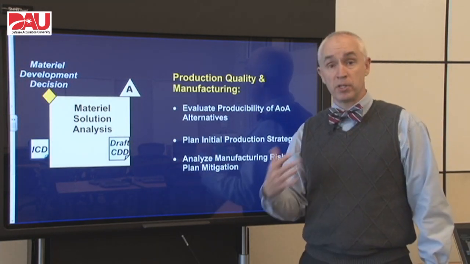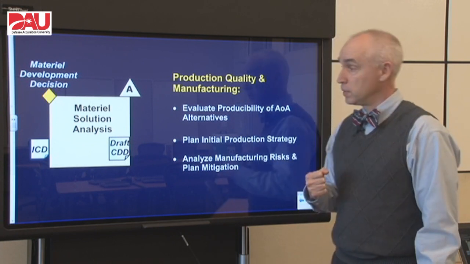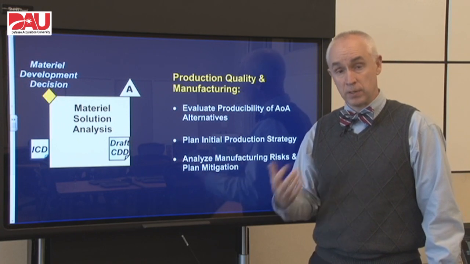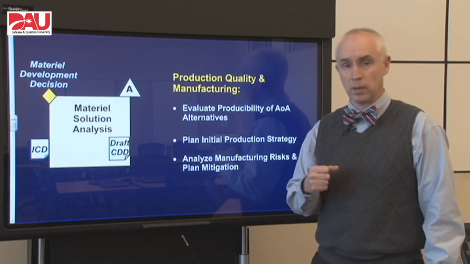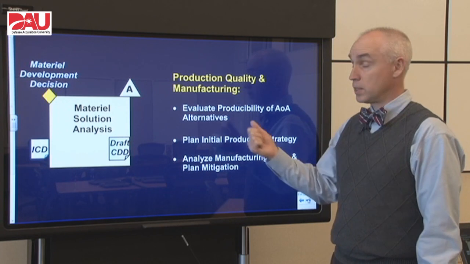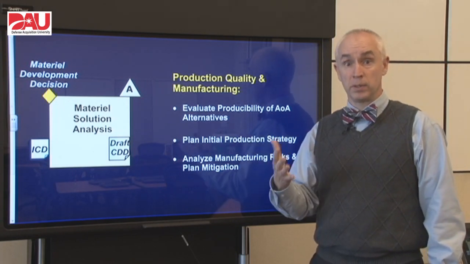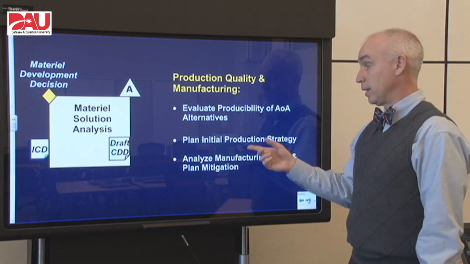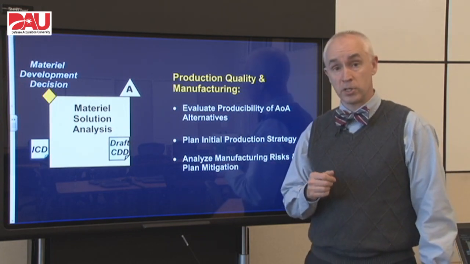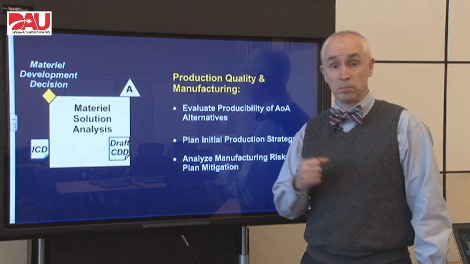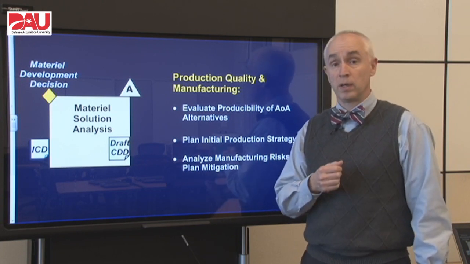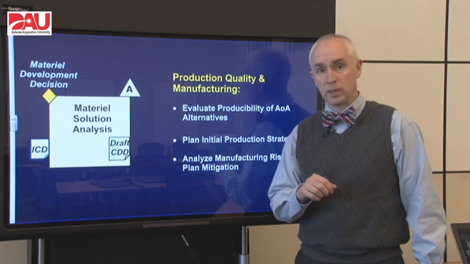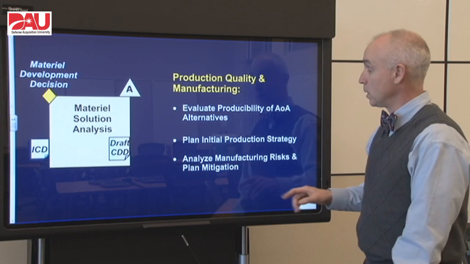Production quality and manufacturing also needs to get busy here in material solution analysis. They can look at the producibility of each of the alternatives, and once we pick an alternative out of that analysis of alternatives, then we can take a look at what's the producibility challenge or risk in that particular alternative that we're taking forward. And we can also use that to plan our initial production strategy, to look at materials, look at methods, those kinds of things, to make sure that there's nothing there that's going to stop us when we eventually get to designing for production.